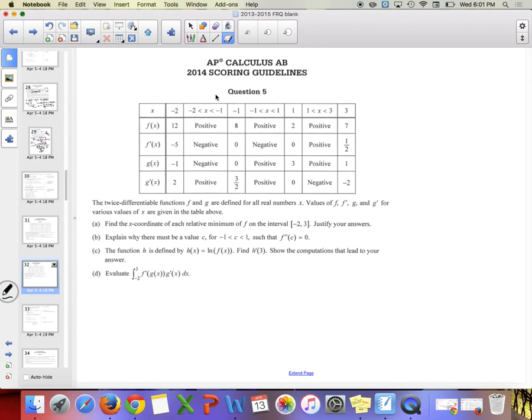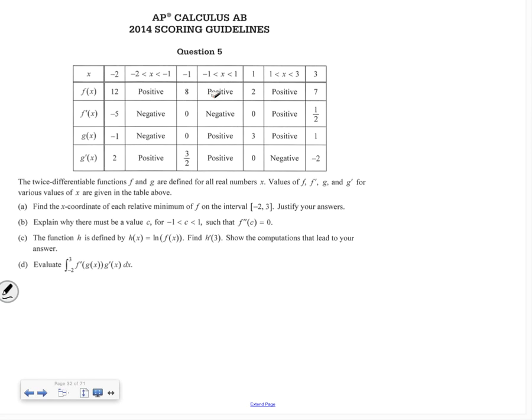All right, question number 5 says the twice differentiable functions f and g are defined for all real numbers x. Values of f, f prime, g, and g prime are all shown in the table above. Okay, so a lot of calc teachers like to present their information in the table. As you guys know, I like to do the simplified number line, which they don't grade, but it's still good to see. So for f prime, between negative 2 and negative 1, we have negative values for f prime, which is a negative slope for f.